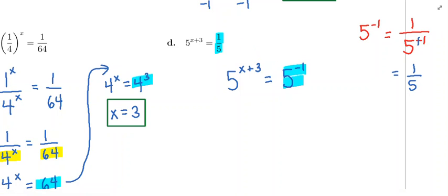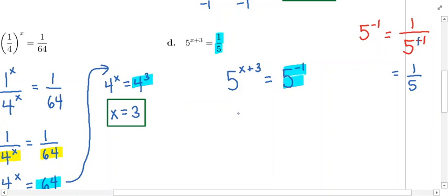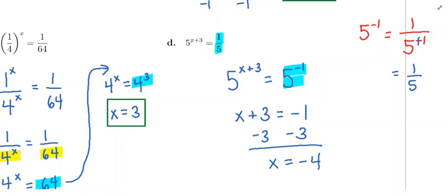Now that is great because on the left side I have a power of 5, and on the right side I have a power of 5. The only way these two things can be equal is if the exponents are equal. Once the bases are equal, you set the exponents equal to each other. So we're going to get x plus 3 is equal to negative 1. Then we solve for x. We subtract 3 from both sides, and we get that the x value that makes this a true statement is negative 4, and we're done.